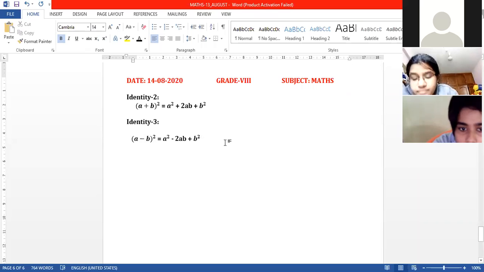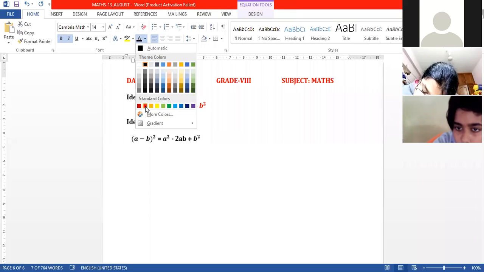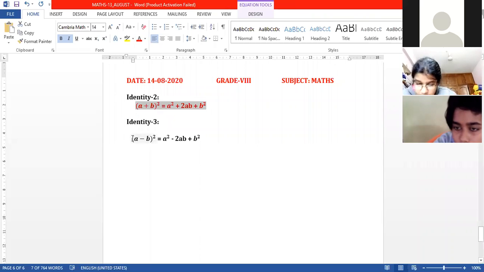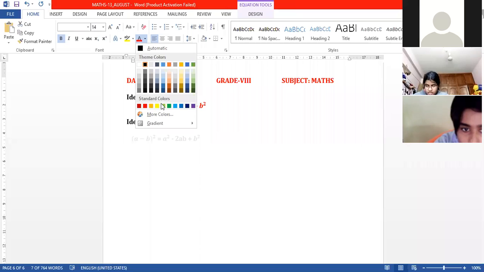Identity second, A plus B whole square is equal to A square plus 2AB plus B square. Identity 3, A minus B whole square is equal to A square minus 2AB plus B square. Now today we are going to learn with the help of this identity so many questions. An example first.